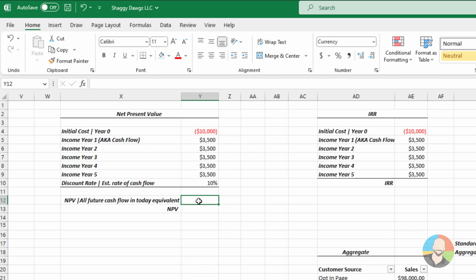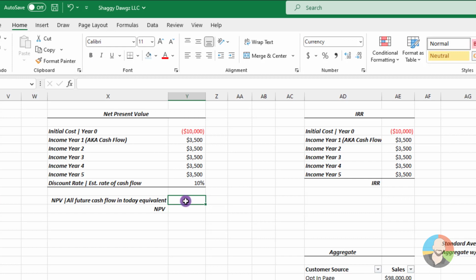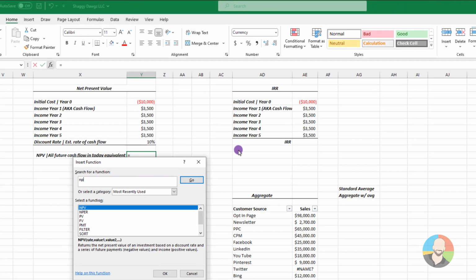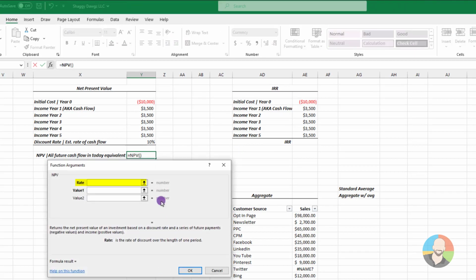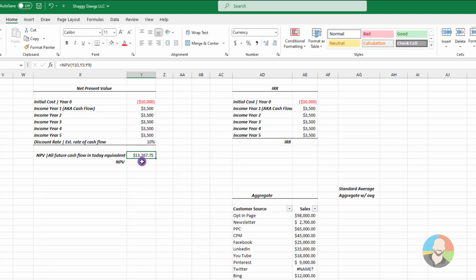Let's get this done. To calculate the NPV, let's go up and click the FX icon. Do a search for NPV. Where it says rate, we'll click on our discount rate. And where it says value 1, we'll select our estimated cash flows for those years. Click OK. And it looks like we get a result of roughly $13,000.